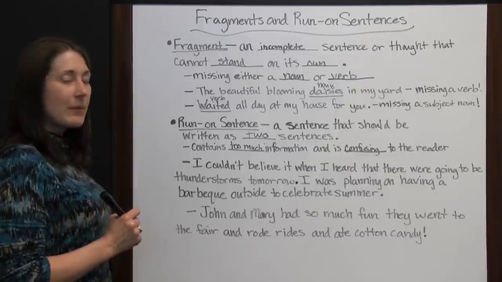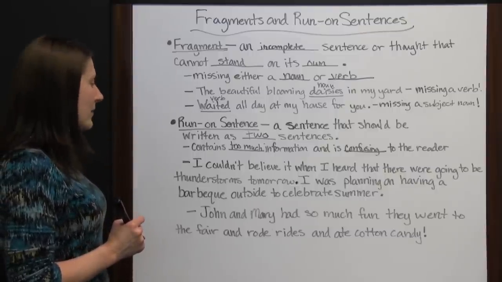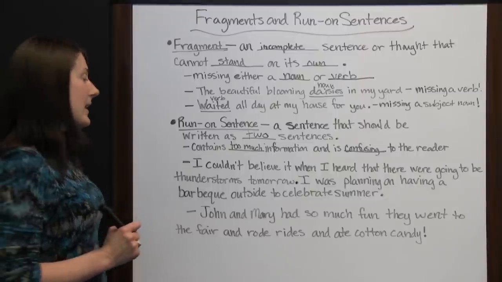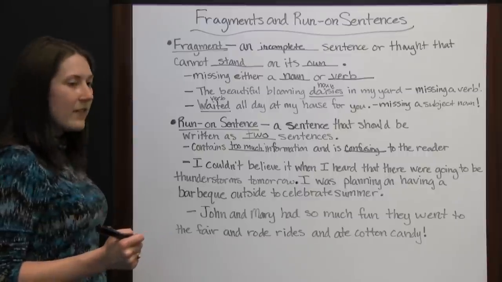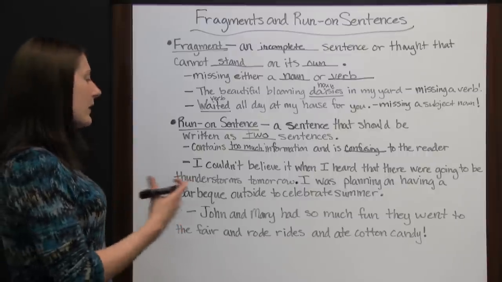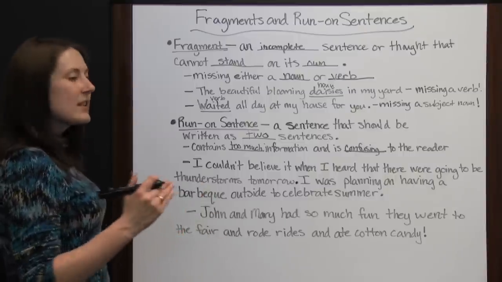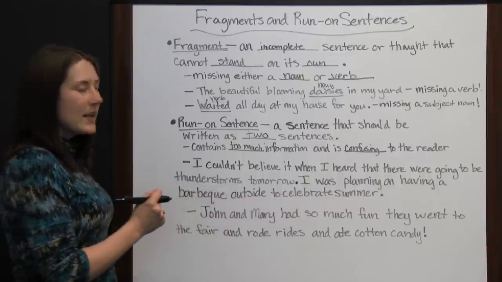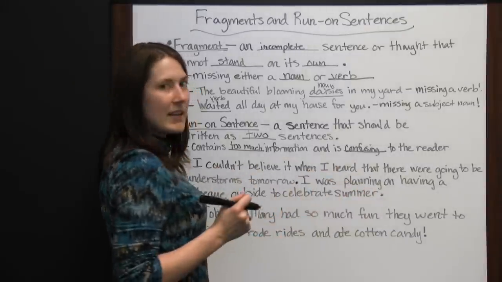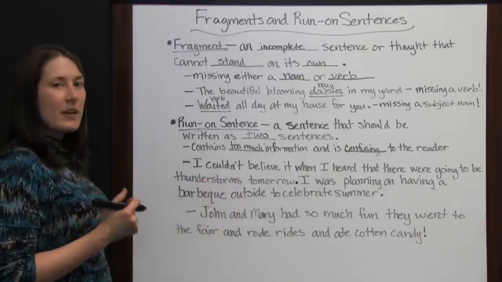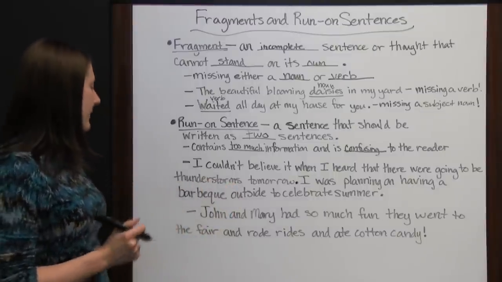Let's look at our next example. John and Mary had so much fun they went to the fair and rode rides and ate cotton candy. Now this one, we need to find where we need to split it up. We have another run-on sentence. We've got a lot of actions, but we need to see where we could split it up to keep the subject and verb of one sentence and the subject and verb of a second sentence and make it two complete sentences. We don't want to split it up incorrectly and leave a fragment somewhere.